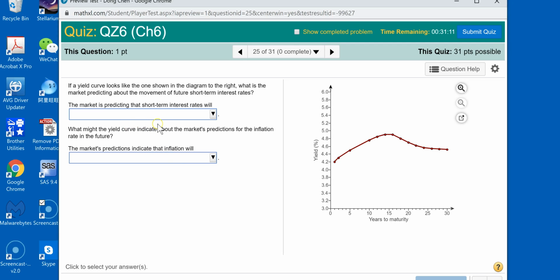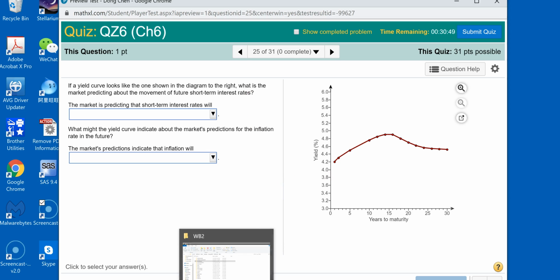This is question number 12 on QZ6. If a yield curve looks like the one shown in the diagram to the right, so this yield curve slopes up and then slopes down, what is the market predicting about the movement of future short-term interest rates?